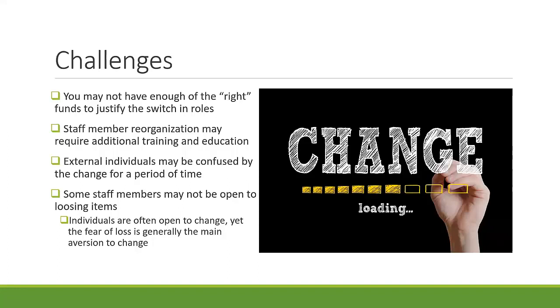Staff member reorganization may require some additional training and education. Having some fundraising training or different things for different staff members might be helpful. External individuals may be confused while you're changing the roles. They'll be confused for a period of time, but if you handle the shift well and share why you're changing things and how it's going to make things better, I think most people would understand the justification.